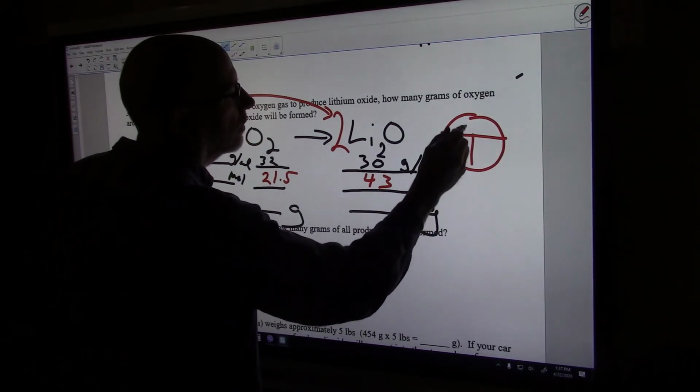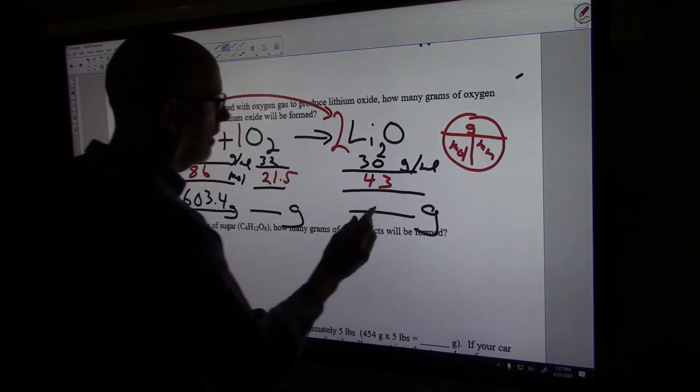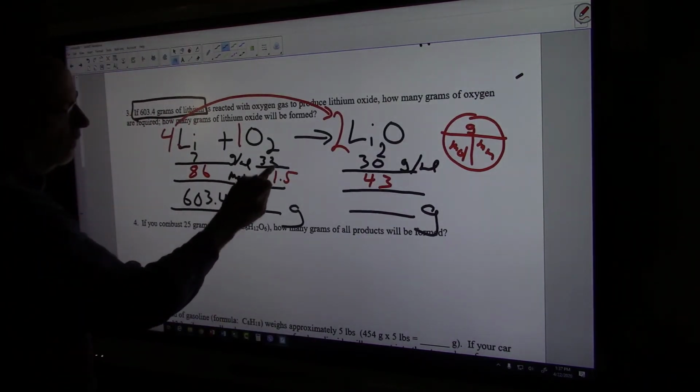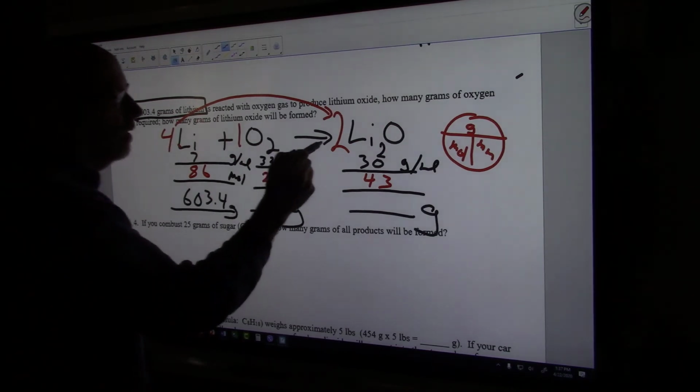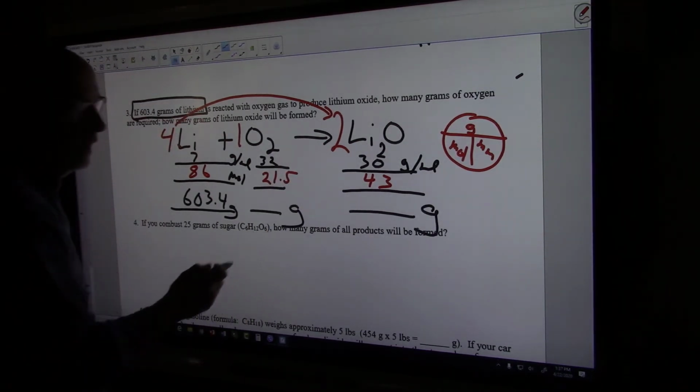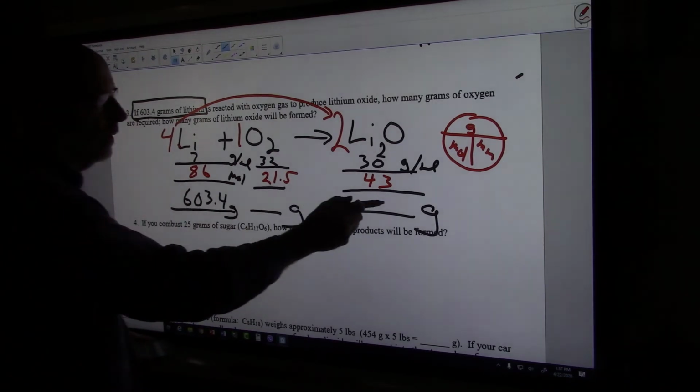Calculate the grams. How do I do that? Moles equals grams divided by molar mass, so grams is moles times molar mass. 32 times 21.5, done. 30 times 43, done. Make sure that the grams on this side equals the grams on that side.